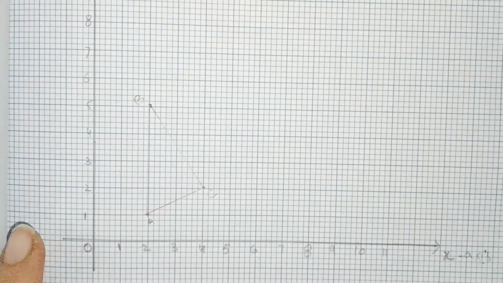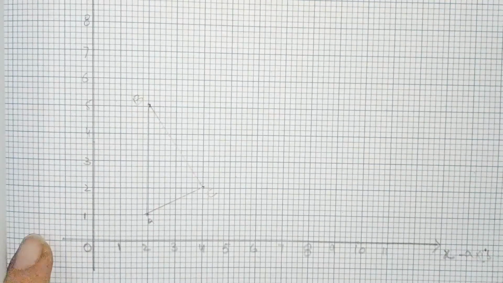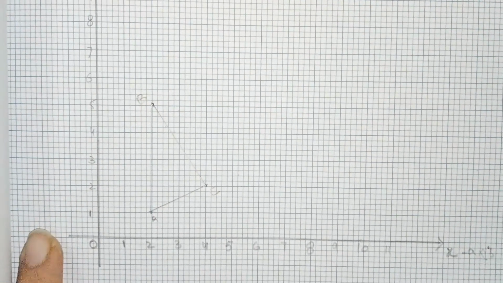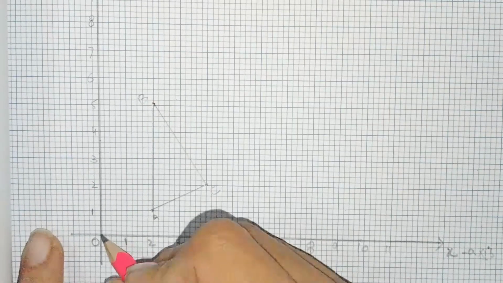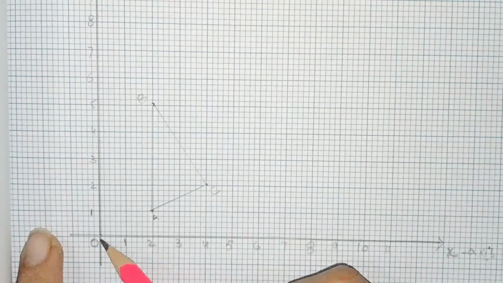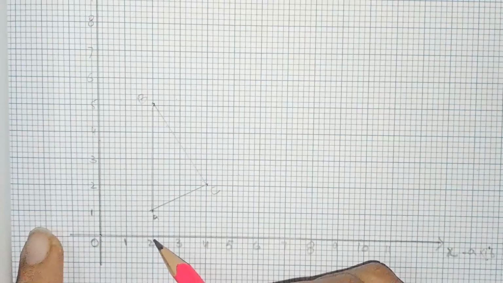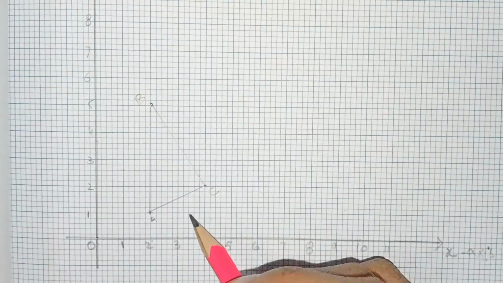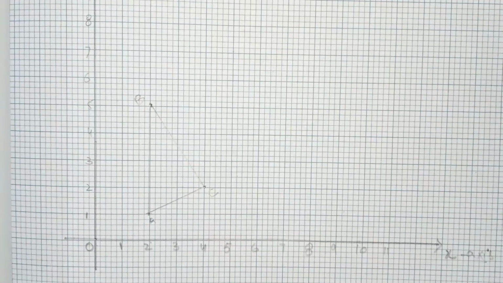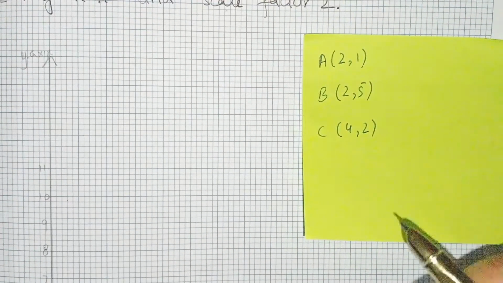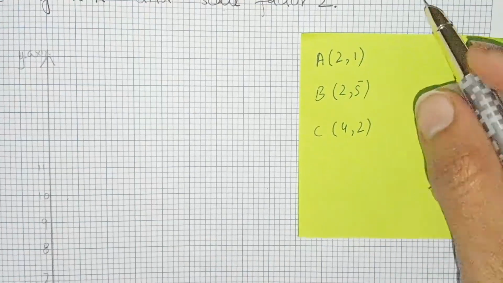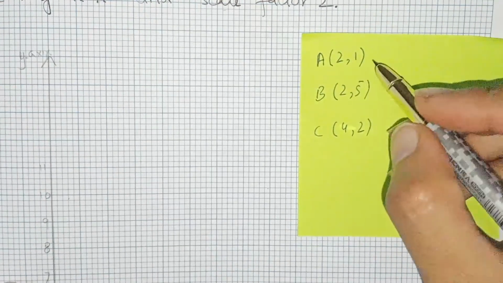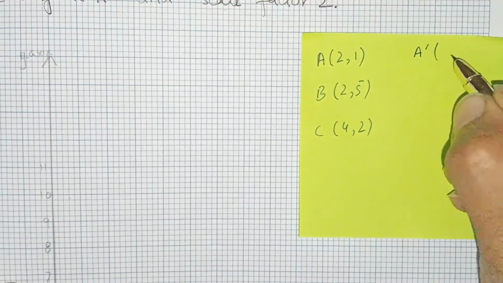We have to enlarge this triangle with a scale factor 2, and the point of enlargement is the origin. The vertices are 2 from the origin. Now we have to multiply them by 2 and we get the new points. Now students, these are the points. The scale factor is 2. We have to multiply by 2 and get the new points.